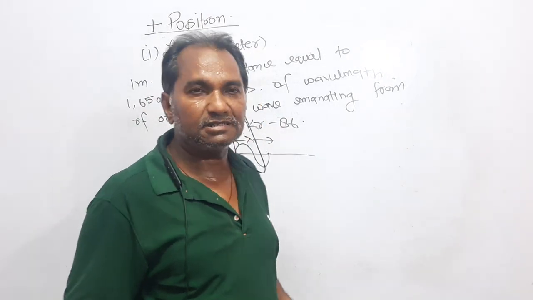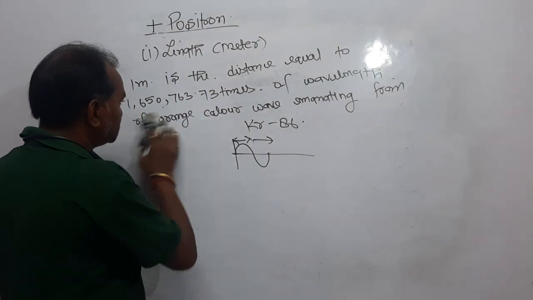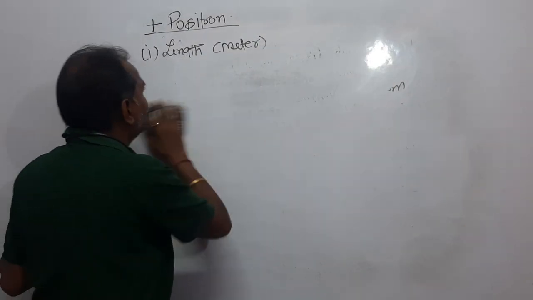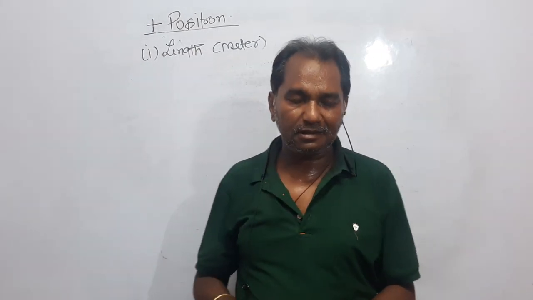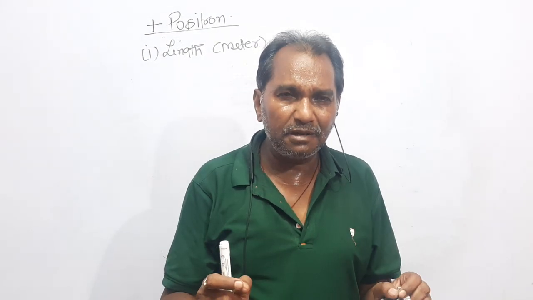Right? Krypton 86 is what? That is an isotope of krypton. Now, dear students, let's move further. It is the standard 1 meter I have defined.